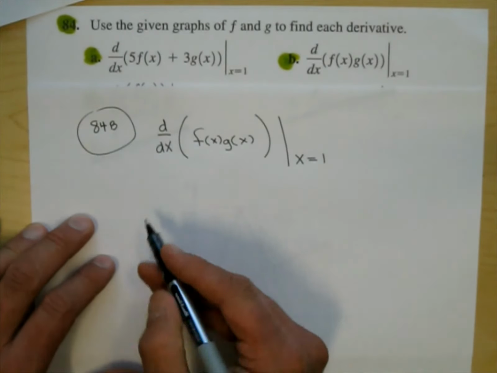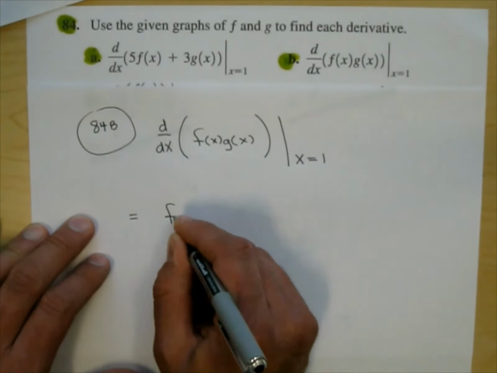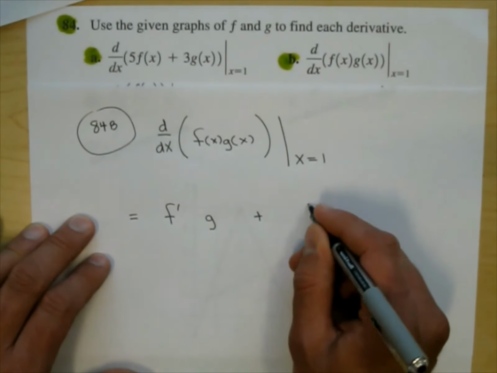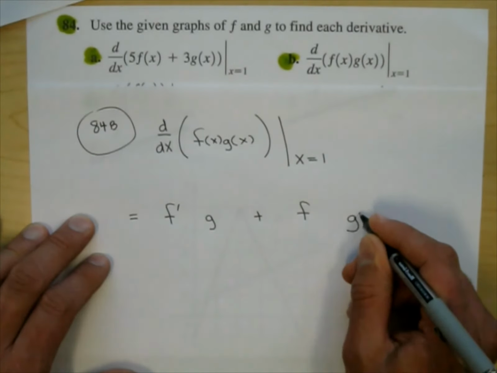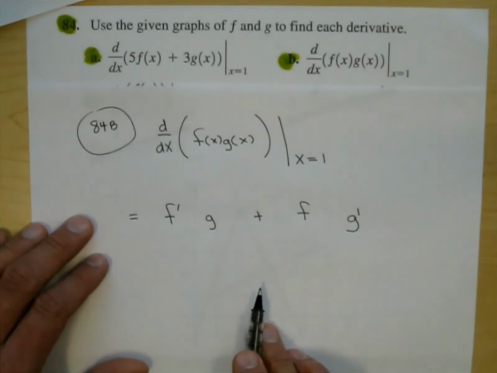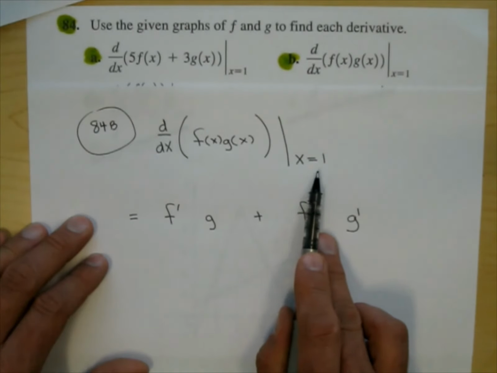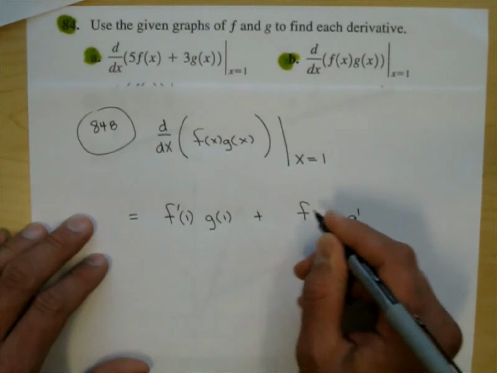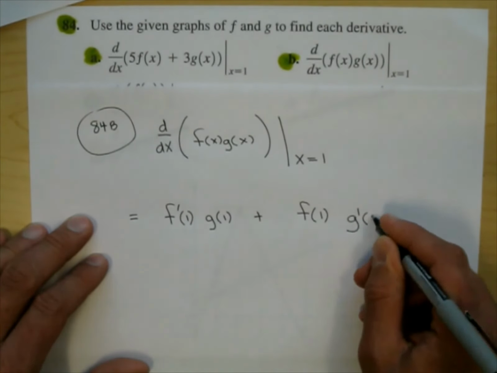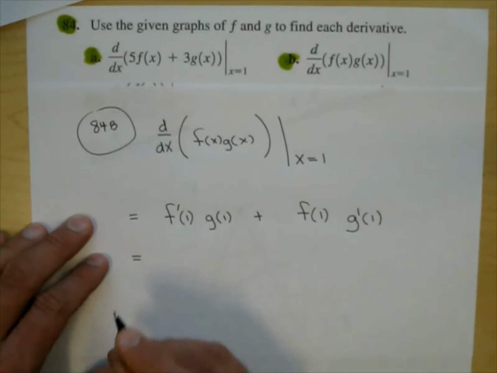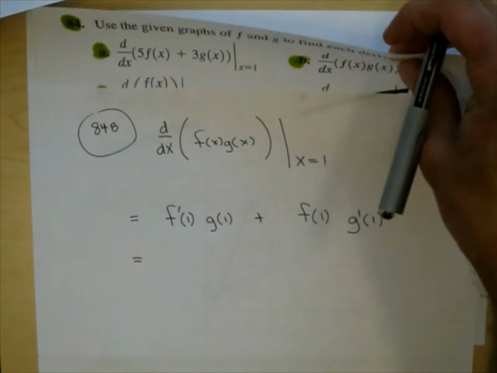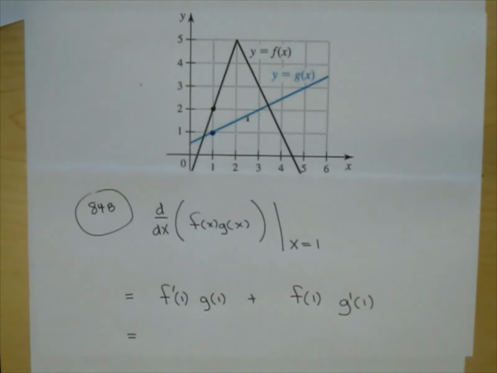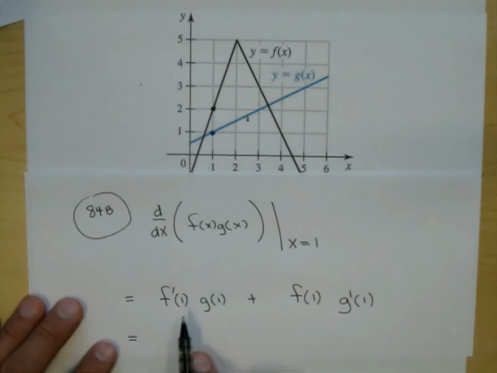So the product rule says the derivative of the first times the second plus the first times the derivative of the second. So that's what the product rule says. But all the functions get evaluated at x equals 1. So f prime of 1, g of 1, f of 1, g prime of 1. And then you go to the picture to find out what those values are. We may have seen those values from the last problem.